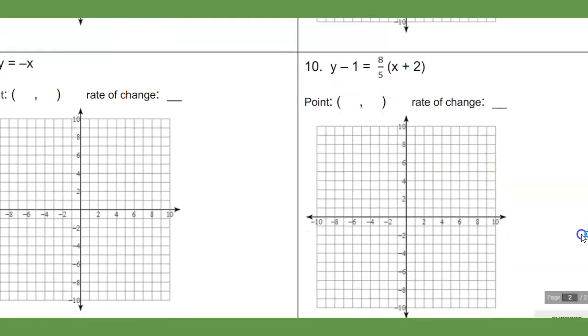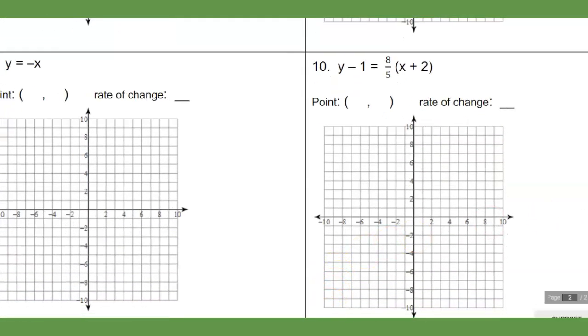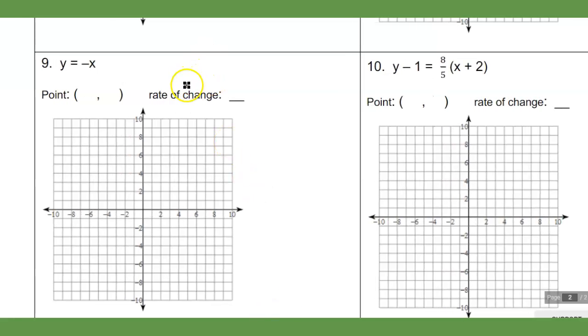What about number 9? We're missing the y, and we're missing the x, right? So both of them are 0. And then what's the slope? What's the same as negative? Yeah, negative is the same as negative 1.